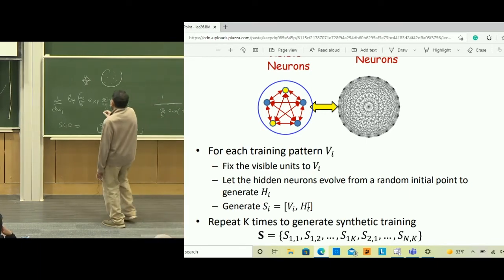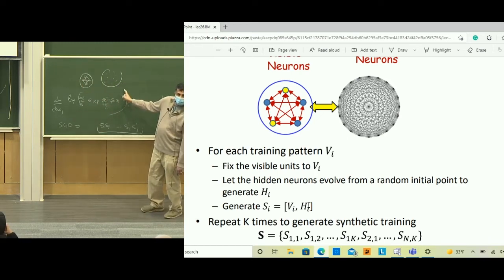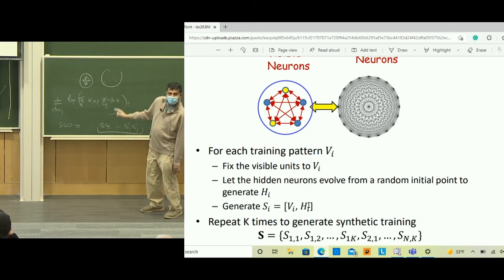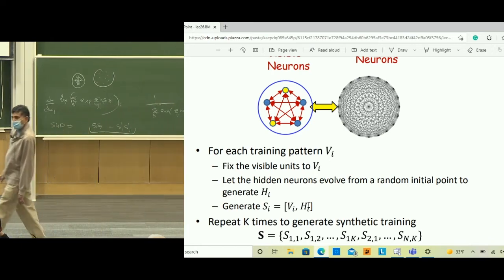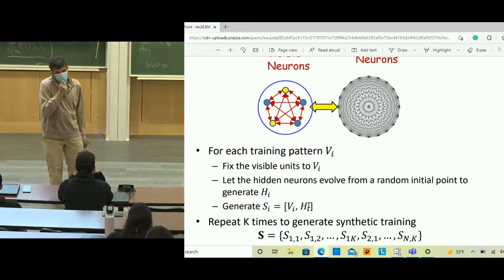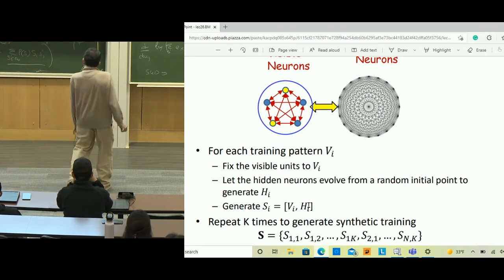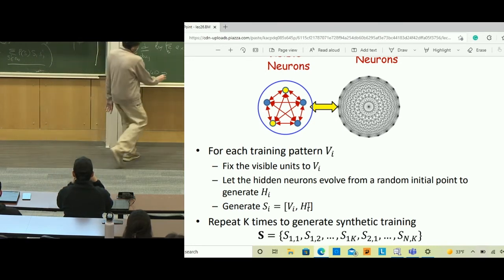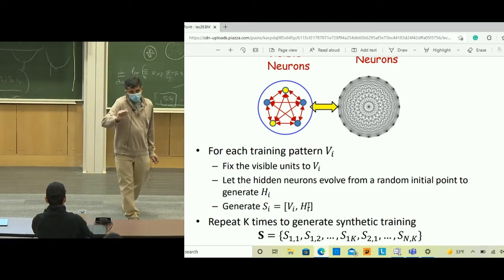And now I'm going to fix these bits and let these bits evolve, because I haven't actually decided what these bits are, right? And when I let these bits evolve, I actually end up getting a complete pattern, which is the visible bits and the hidden bit combination, right? And that pattern is what I'm going to present to my training, okay? So that is what I'm going to be using for this first term. This is the extended pattern where I've fixed the visible bits and let the hidden bits evolve.